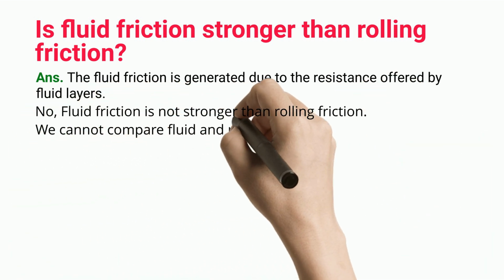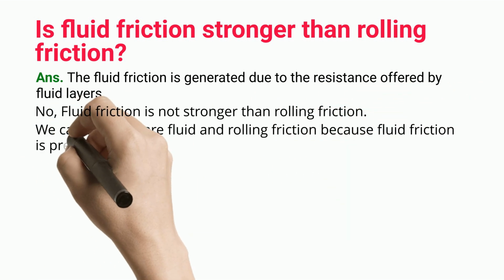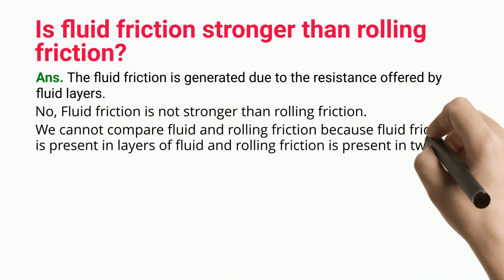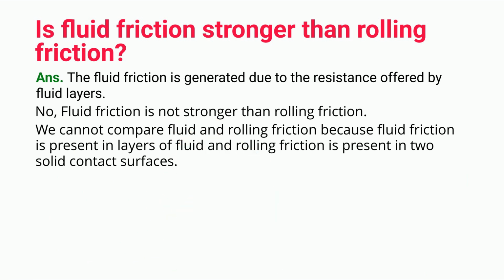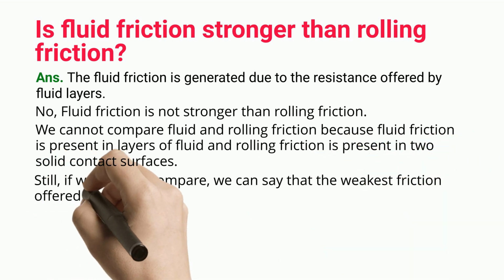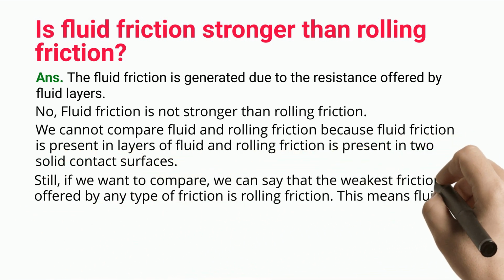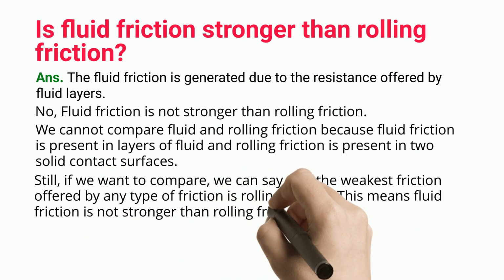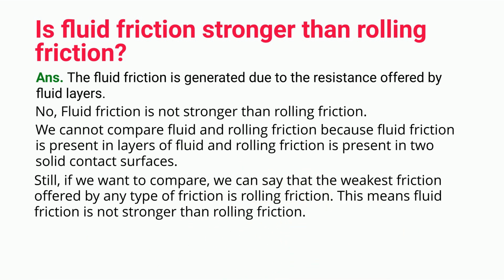We cannot compare fluid and rolling friction because fluid friction is present in layers of fluid and rolling friction is present in two solid contact surfaces. Still, if we want to compare, we can say that the weakest friction offered by any type of friction is rolling friction. This means fluid friction is not stronger than rolling friction.